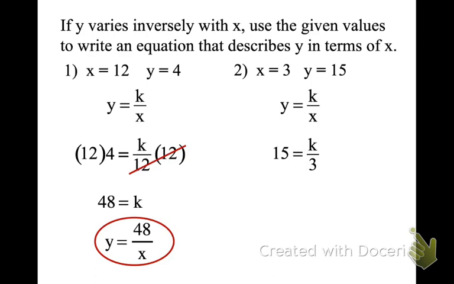All right, let's check our work. You should have started with your y equals k over x. We substitute in 15 and 3. I get k is equal to 45, so the equation is y equals 45 over x.